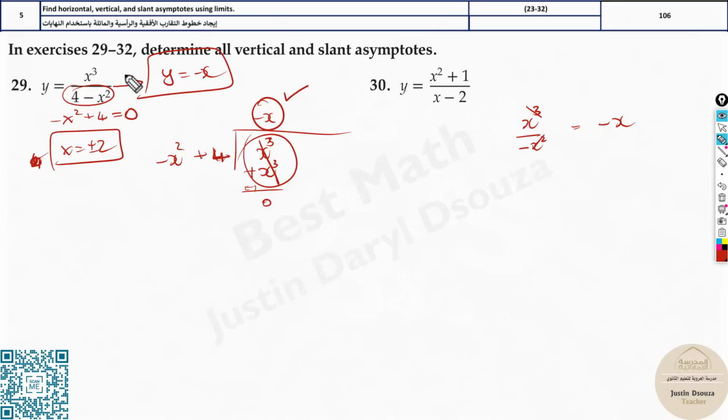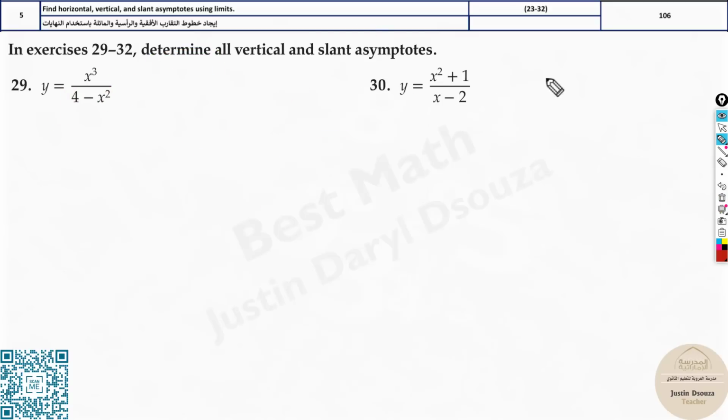Whenever there is a slant asymptote, there is no horizontal asymptote. Why? Because the numerator degree is more than the denominator. There is no horizontal asymptote, only slant asymptote. Also be careful, this difference must be exactly 1, only then there is a slant asymptote. So let's do the next one here.